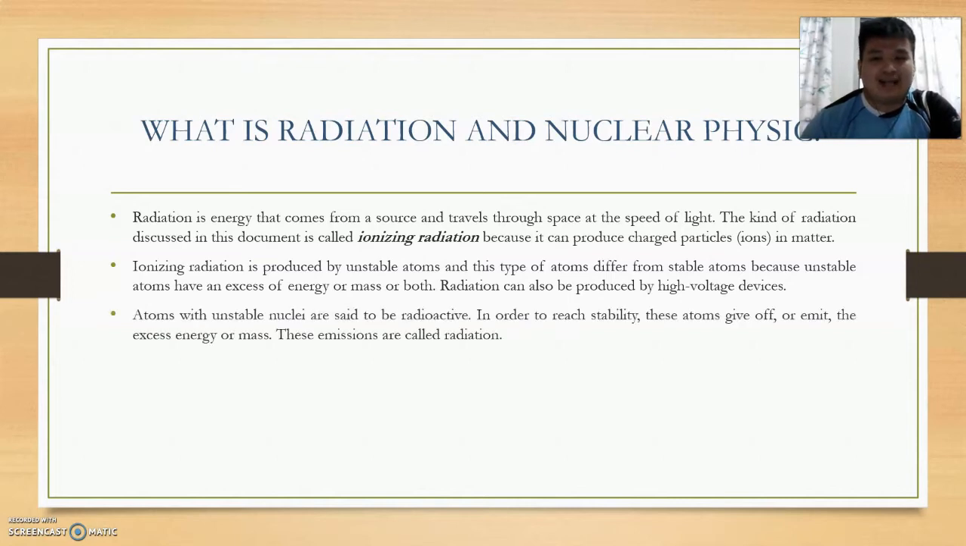An atom with an unstable nucleus is said to be radioactive. In order to reach stability, this atom gives off or emits the excess energy or mass. The emission we also call radiation.